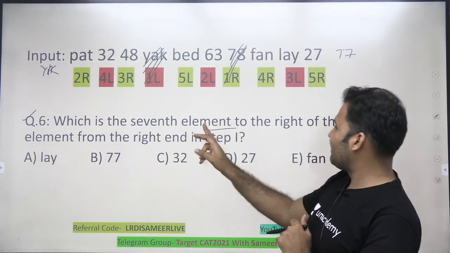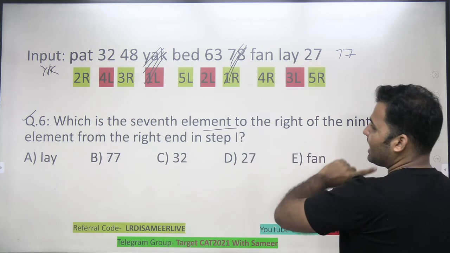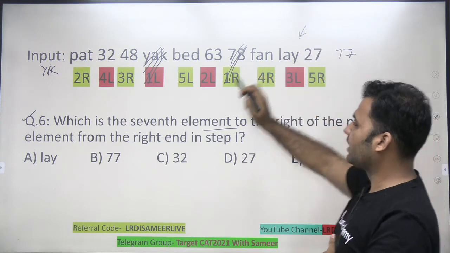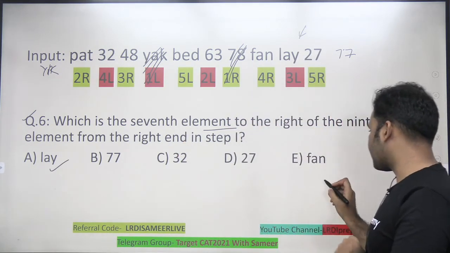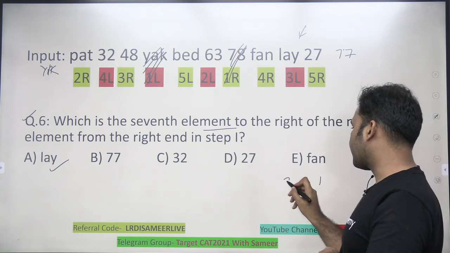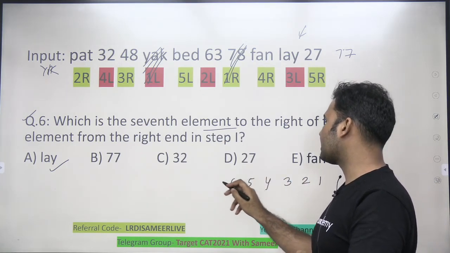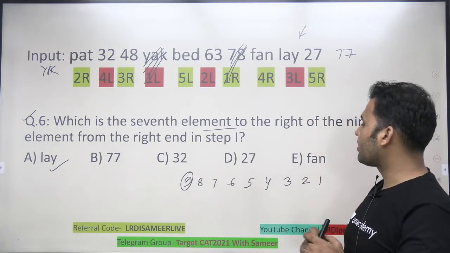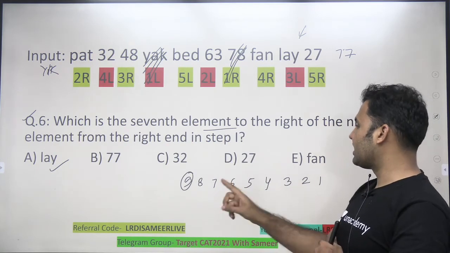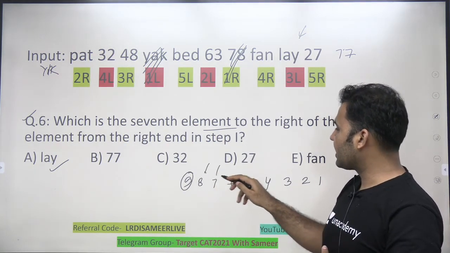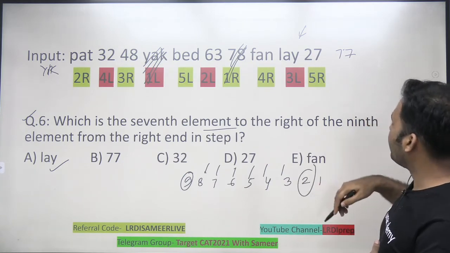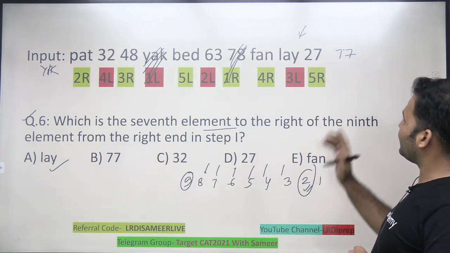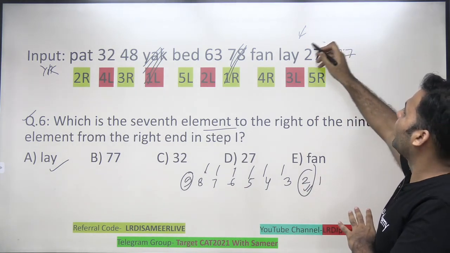So the 7th element to the right of the 9th element from the right hand end would be this element. What I'm doing is, the question is asking you to move to the 9th step here: 1, 2, 3, 4, 5, 6, 7, 8, 9. And then from this element, I'm supposed to find the 7th element on the right hand side: first, second, third, 4, 5, 6, 7. Sorry, this would be the answer. The element which will be on the second position from the right hand side, and that word is 27.